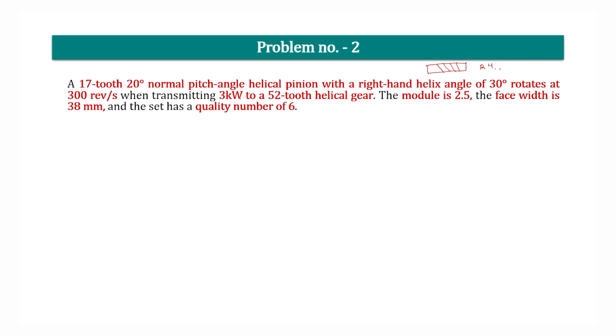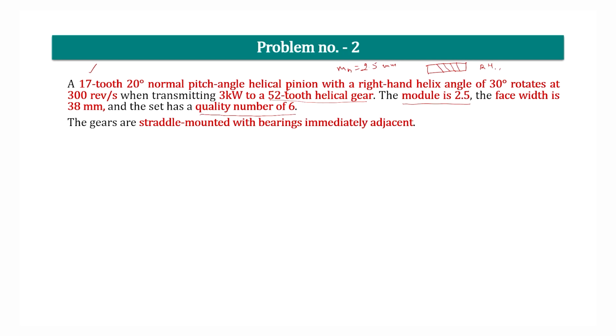When transmitting 3 kilowatts, the power to be transmitted is given, and there is a 52-tooth helical gear. So, the number of teeth on the pinion is given, the number of teeth on the gear is given, and the helix angle, the rps and the power you want to transmit are given, and the module is also given. This module is actually the normal module Mn, because it is a helical gear. So, Mn is 2.5 mm. The face width is 38 mm, and the set has a quality number of 6.